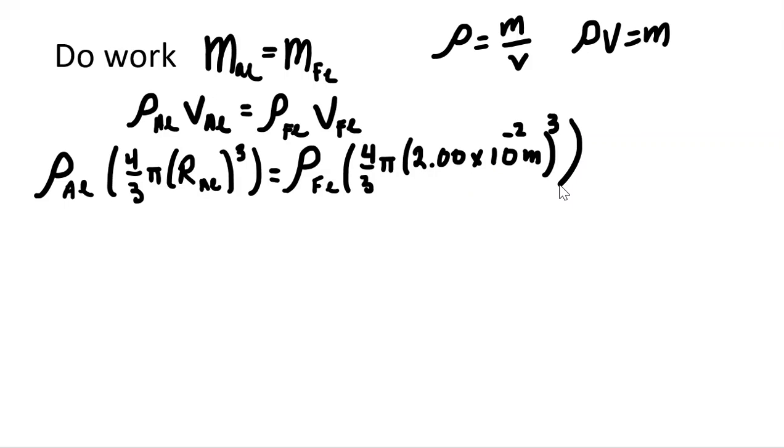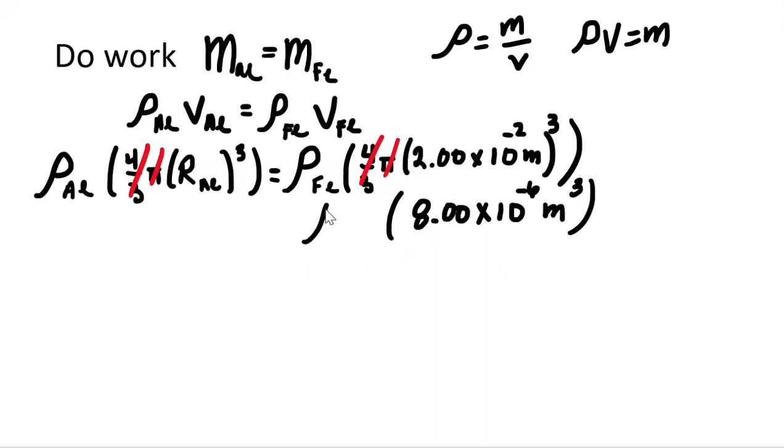Okay, looking at this equation, we see that we have common terms. We have 4/3 pi, and we have 4/3 pi on this side as well. We can divide out that quantity and it'll cancel. So those are gone. That's always nice. Let's go ahead and apply this cube. So this value is going to turn into 8.00 times 10 to the negative 6 cubic meters. That's going to be multiplied by the density of iron. And on this side of the equation, we're left with the density of aluminum times the radius of aluminum cubed.